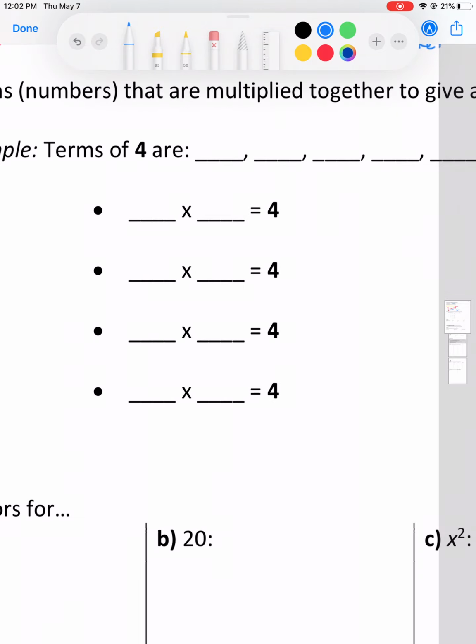Now, the one thing I want to keep in mind is that we have to start thinking about negatives. I know. We have to start thinking about negatives, though. So if I were to ask you what are the terms of 4, or what are two numbers that multiply together to give us 4, you're going to say, well, 1 and 4.